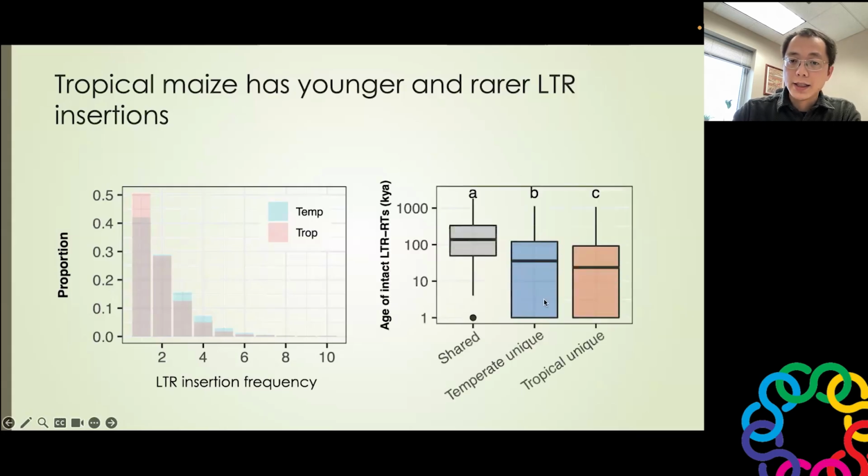And we also look at those unique TEs, unique in temperate or unique in tropical, and we found they are younger than those shared. So that means other than this population dynamic effect, where the TE itself does not need to do anything, they're just being lost by artificial bottleneck or migration, some of them are still producing new copies through this process in both temperate and tropical maize, at least in tropical maize because it's younger.